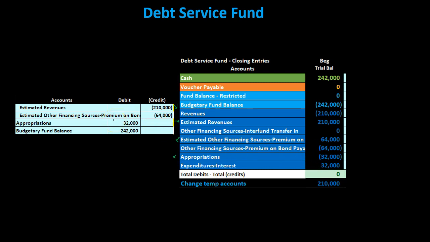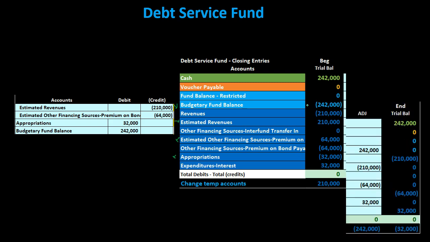The debits minus the credits. Then if we take the credits minus the debits, we get to that $242,000 debit needed to be back in balance. That happens to be exactly, of course, what's in the budgetary fund balance, because again, this will reverse exactly. Everything will go down to 0. We don't have to leave anything in the equity section.